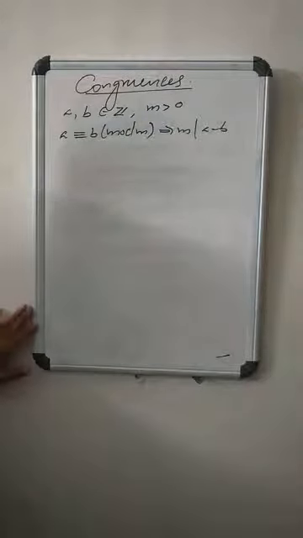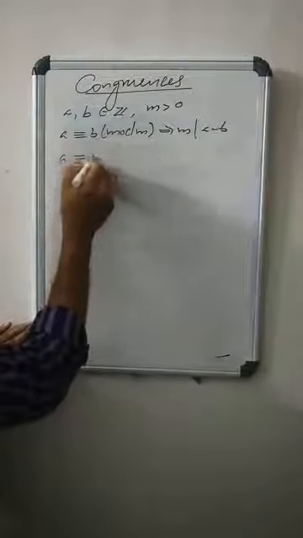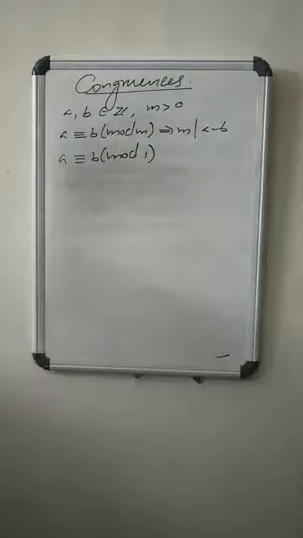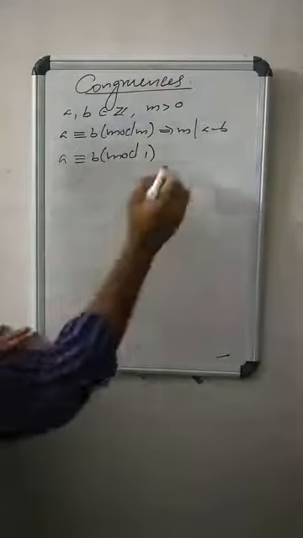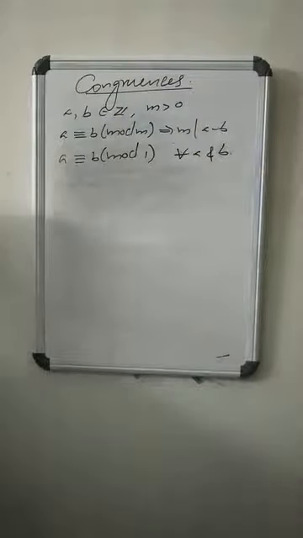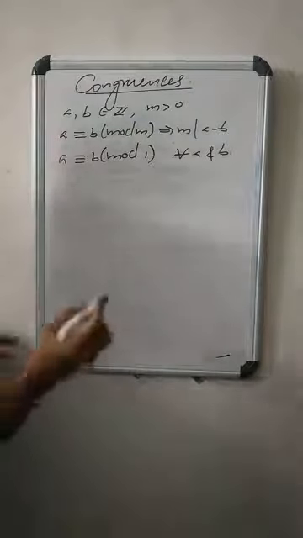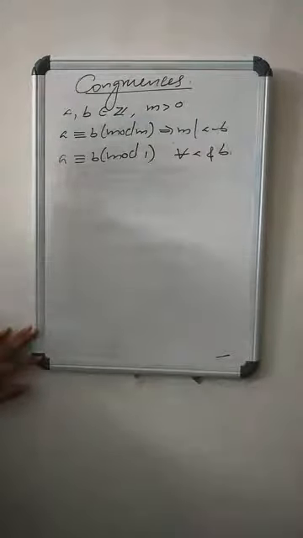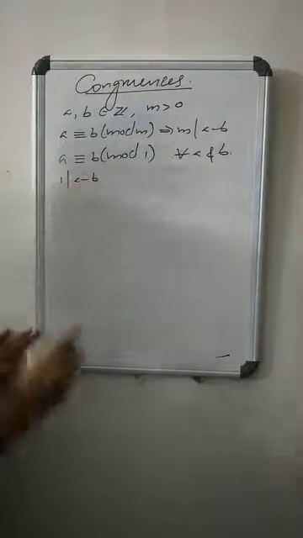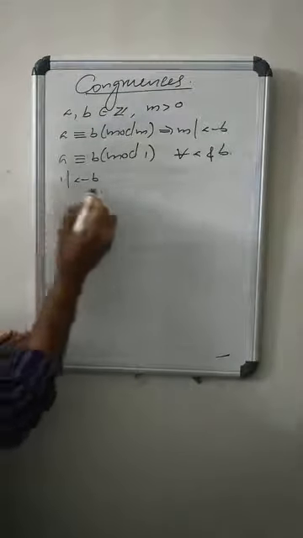For all a and b, a is congruent to b mod 1. This is true for every a and b. How? That's immediate. Why? Because 1 divides a minus b. 1 divides a minus b means a minus b is a multiple of 1.